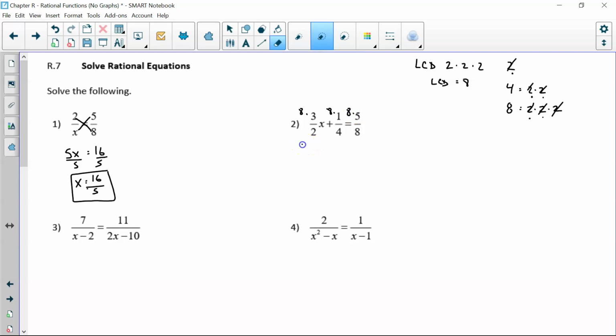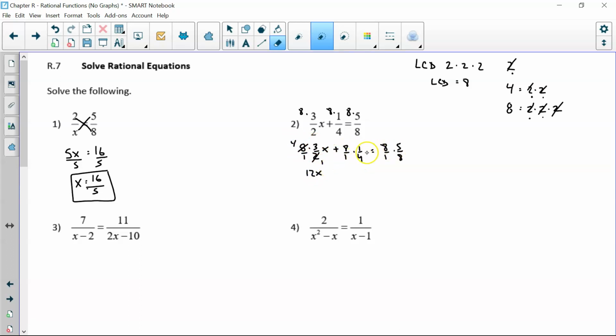Now I'm going to write this out. 8 times 3 over 2x. So that's the same as 8 over 1 times 3 over 2x plus 8 over 1 times 1 over 4 equals 8 over 1 times 5 over 8. Always simplify before you multiply. 8 on top, 2 on the bottom. They're both divisible by 2. The 2 becomes a 1. 8 becomes a 4. So it's 4 times 3x, which is 12x.